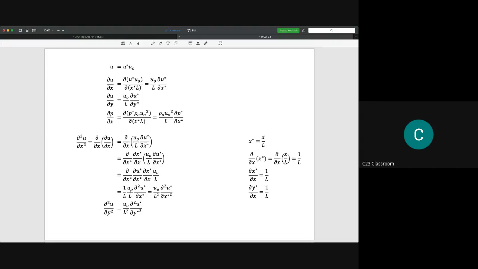Another note for this one: for example, we have x star equal to x over L. So del over del x for the x star is equal to del over del x over L. Then we can say it is equal to L because del x over del x cancel each other, so we have 1 over L. So now dx star over dx is equal to 1 over L, and dy star over dy is equal to 1 over L.